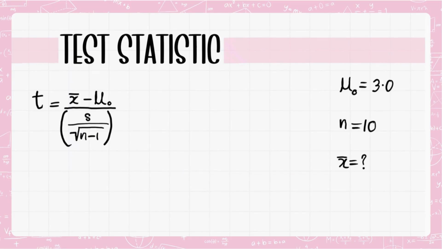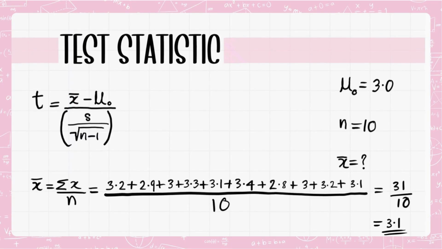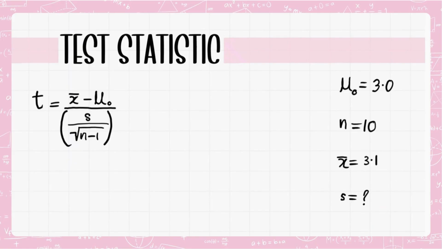So let's solve this now. Here mu0 we already got from the question, n also we have from the question. So here what we don't have is your x bar. X bar is the average of your sample observations. So to find this, you just add all your observations and divide it by 10, which is also your number of observations. So here you'll get it as 3.1. Now that you have x bar, the only thing missing is your S value.